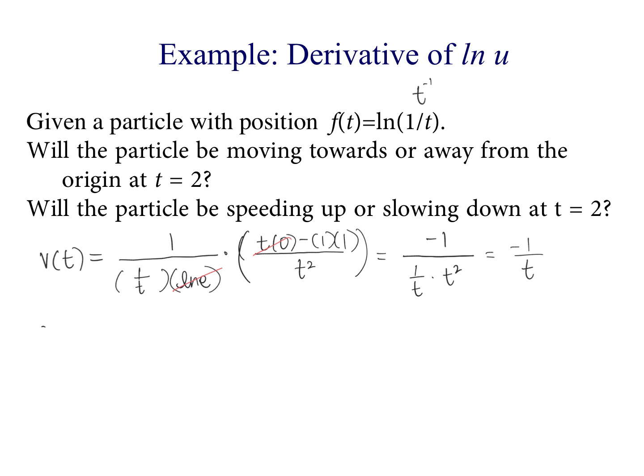Then I want acceleration, which is going to be another derivative. I think I'm going to use quotient rule again. You don't have to, but I'm going to use quotient rule. So that'll be t times 0 again, minus negative 1 times 1, over t squared. So that gives me positive 1 over t squared.